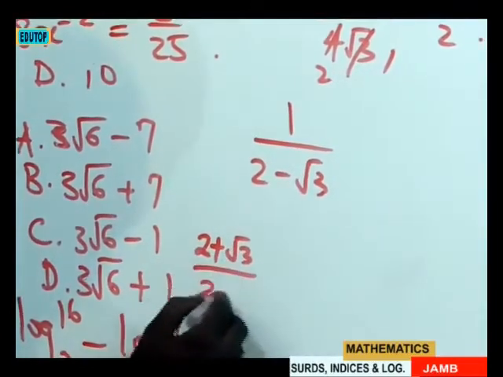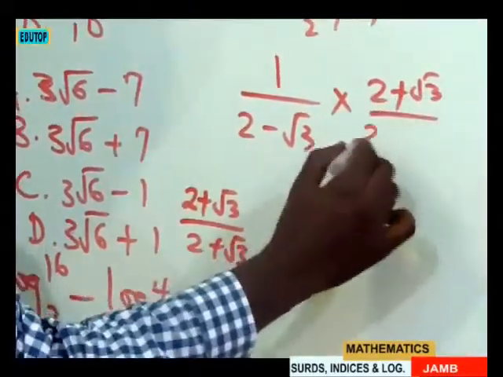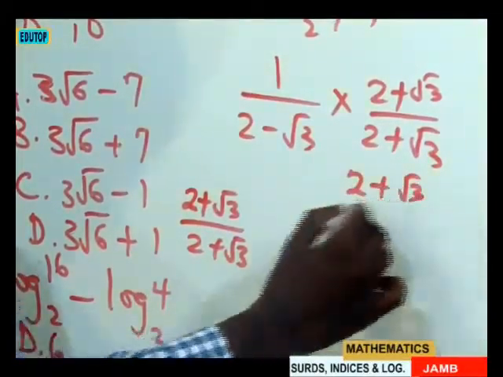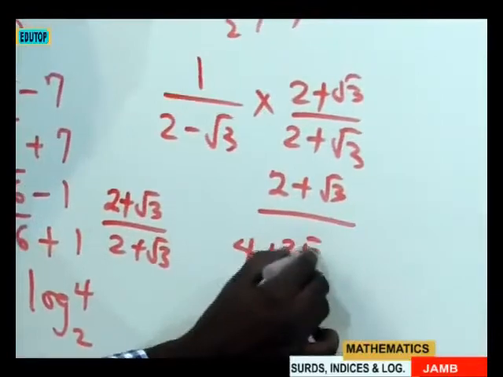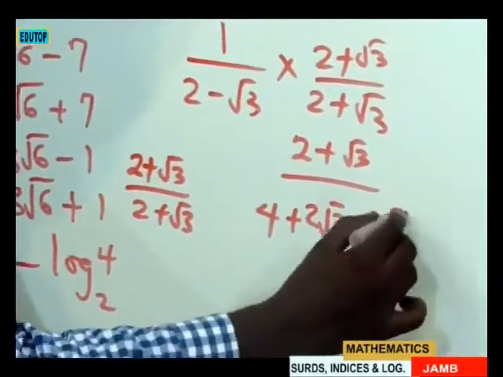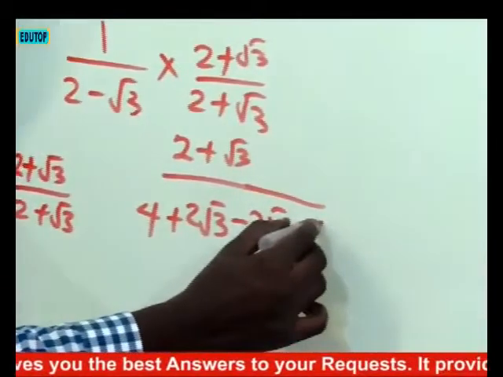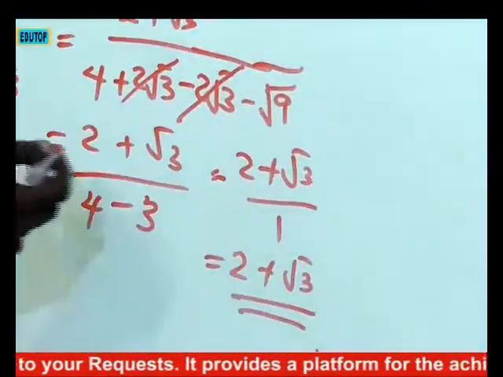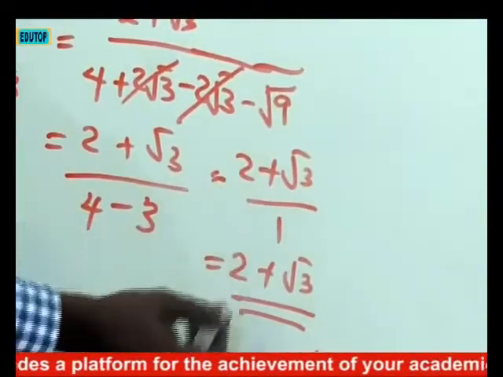Then I make it a fraction and use it to multiply. So this times 2 plus root 3 over 2 plus root 3. 1 times 2 plus root 3, you have 2 plus root 3, over 2 times 2, 4. 2 times root 3 plus 2 root 3, minus 2, 3 times 2, that's minus 2 root 3. Minus root 3 times plus root 3 will be minus root 9, which is minus 3. Then if I simplify this, I will have 2 plus root 3 over 4 minus 3, which is 1, so this one then gives me this. So this is the answer.